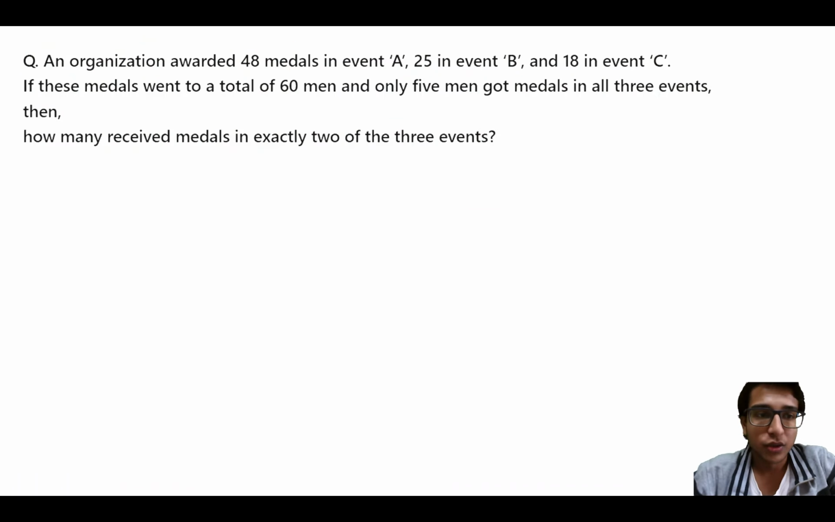Now let's look at this question. An organization awarded 48 medals in event A, 25 in event B, 18 in event C. If these medals went to a total of 60 men and only 5 got medals in all 3 events, then how many received medals in exactly 2 or 3 of these events?